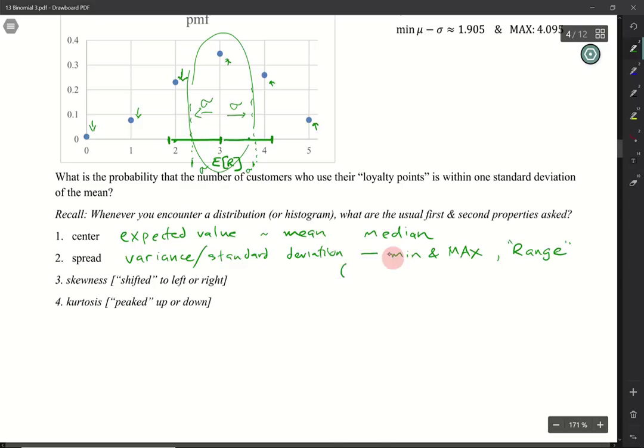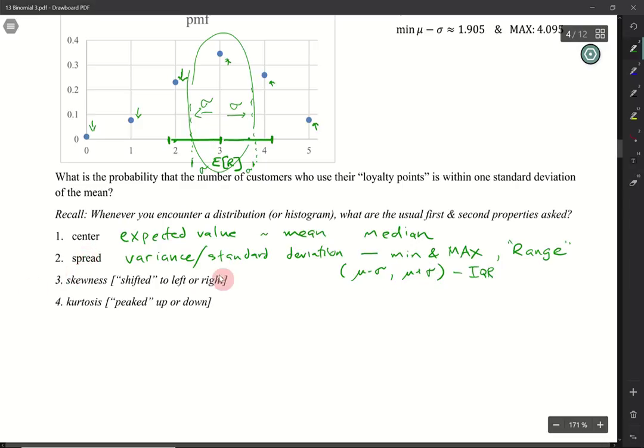Also, this mu minus sigma, comma, mu plus sigma that we just did, what's the probability within one standard deviation of the mean? Sometimes that's called the IQR, the interquartile range. And so that also is another measure of spread.